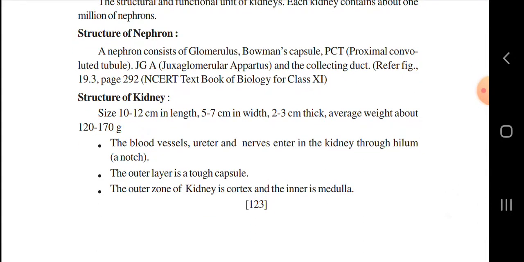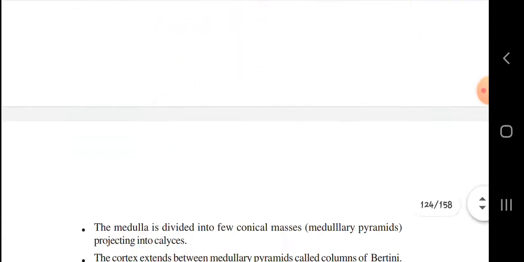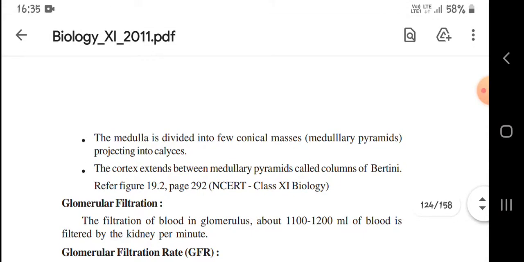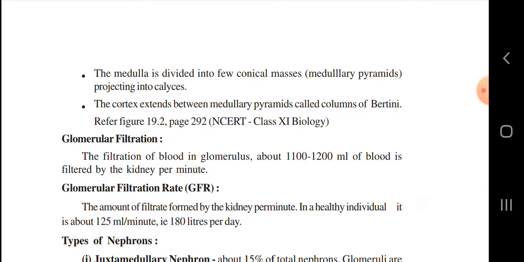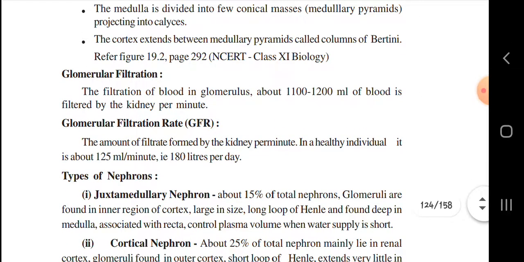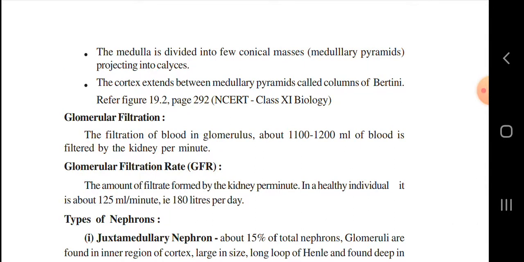So understand it clearly. The blood vessels, ureter and nerves enter the kidney through the hilum. The outer layer is a tough capsule. The outer zone of the kidney is the cortex, and the inner zone is the medulla. And the medulla is divided into a few pyramids. So let us see the image of the kidney also.